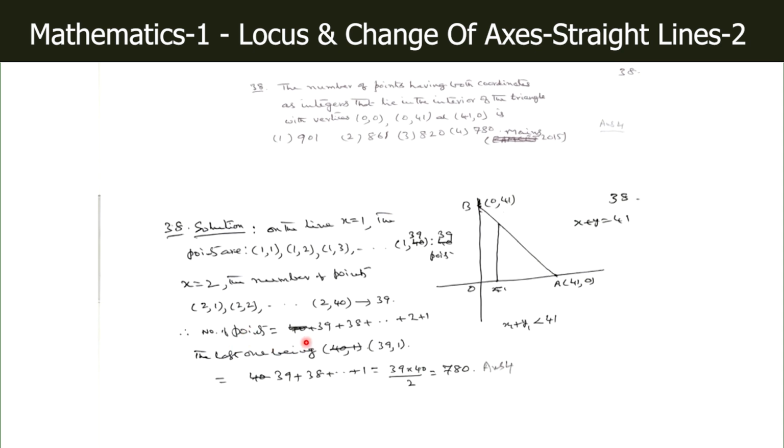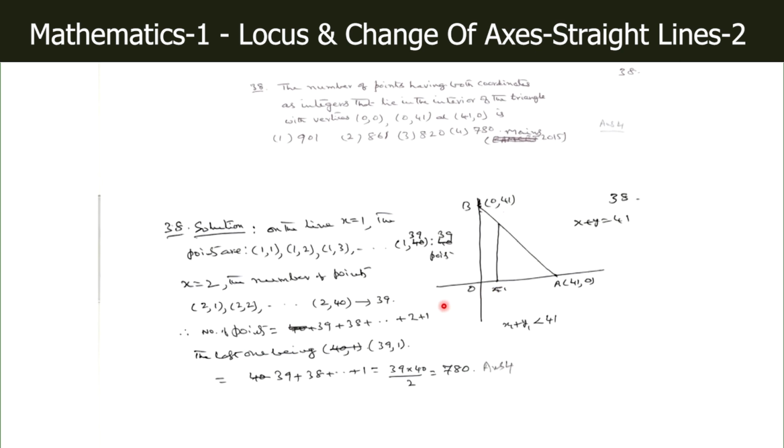Then x is equal to 3: (3,1), (3,2), (3,3), (3,4), etc., up to (3,37). So like that if you count them, the line x is equal to 1 has 39 points, x is equal to 2 has 38 points, x is equal to 3 line has 37 points, etc. The last one is x is equal to 39, which has only 1 point, (39,1).